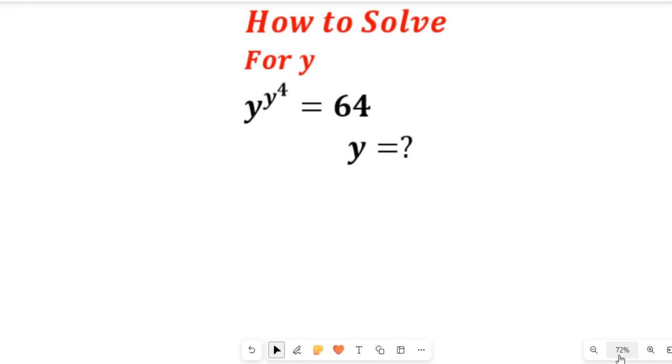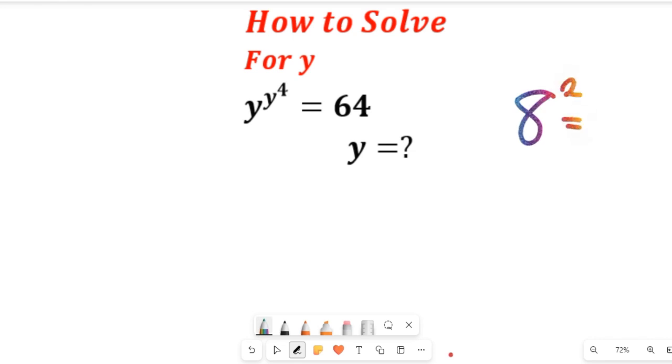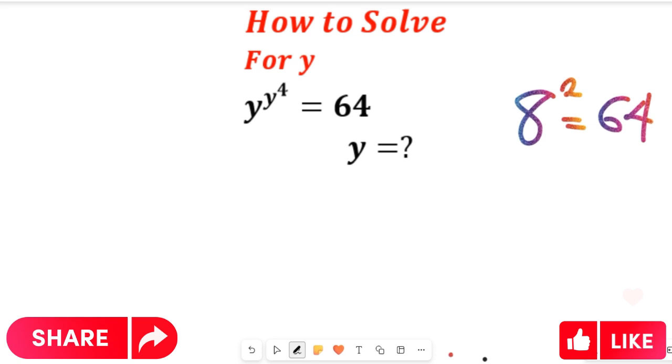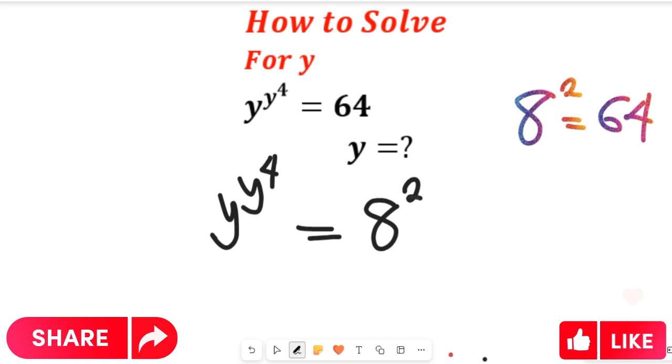Now to solve this, we are going to simply simplify. Now I want you to note that from this expression, if we have 8 to the power of 2, this is equal to 64. I guess you know that. So if we have that, we can simply simplify the right hand side. So let's start solving. To solve this, we'll have y to the power of y to the power of 4 to be equal to 8 to the power of 2.